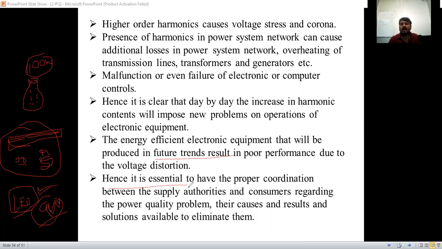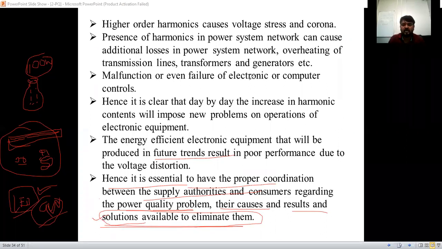Hence it is essential to have proper coordination between the supply authorities and consumers regarding the power quality problems. Proper coordination should be there between the authority and customers regarding electrical power quality problems, what their causes are, what the results are, and what the solutions are to eliminate those problems. This point you have to highlight. We are going to study the solution or monitoring system in the third unit. So this completes the effects of harmonics, and we'll continue in the next class.